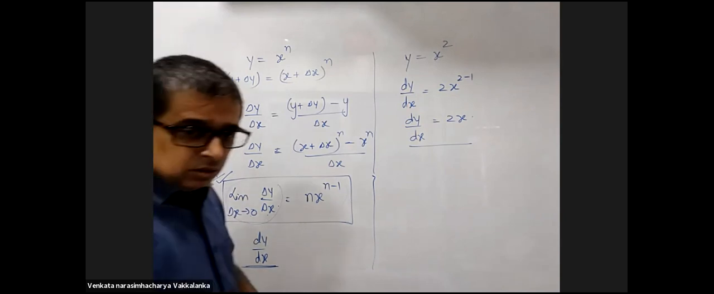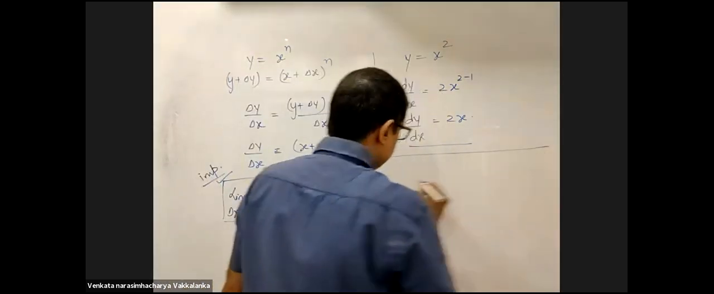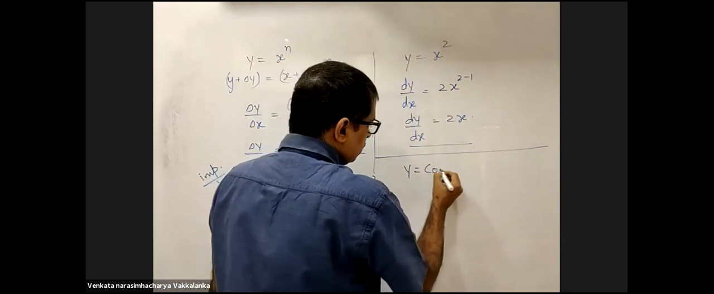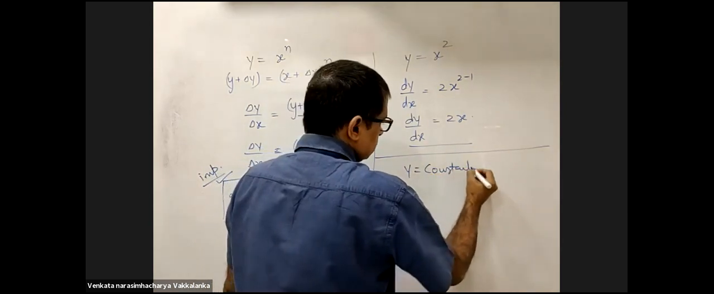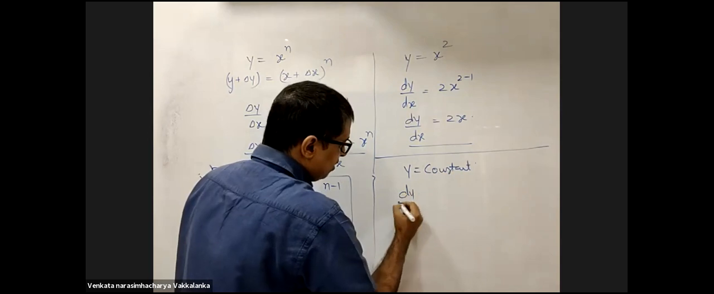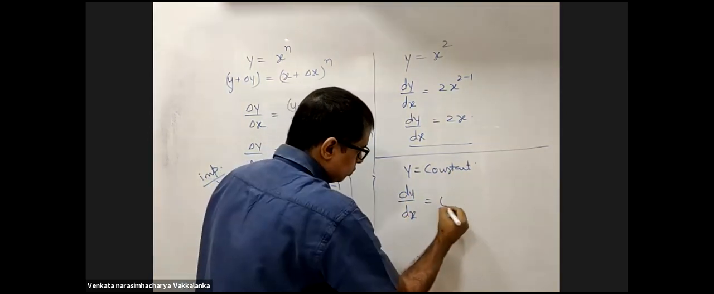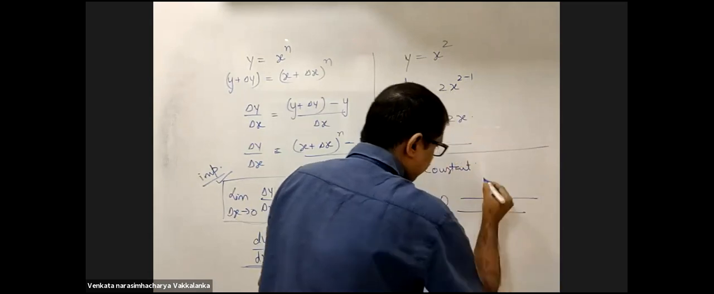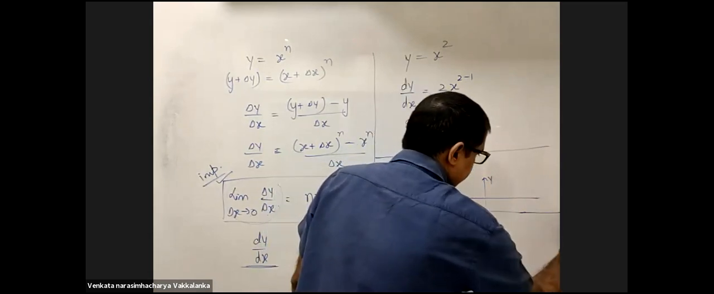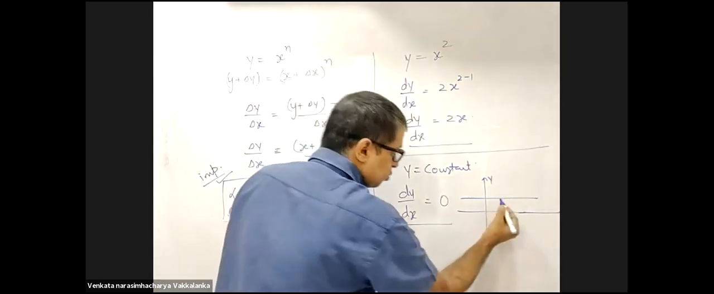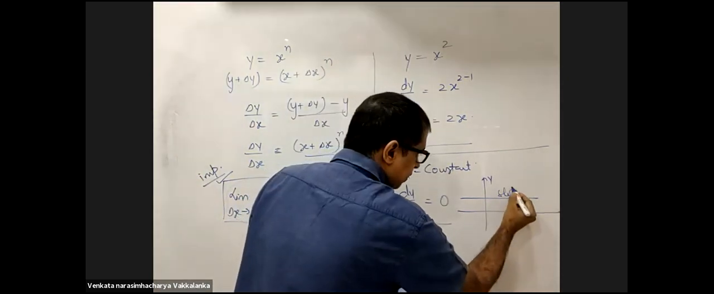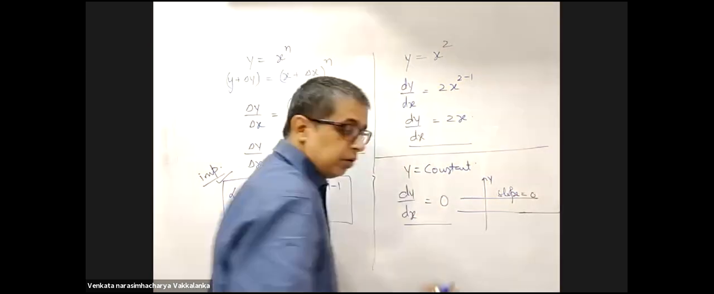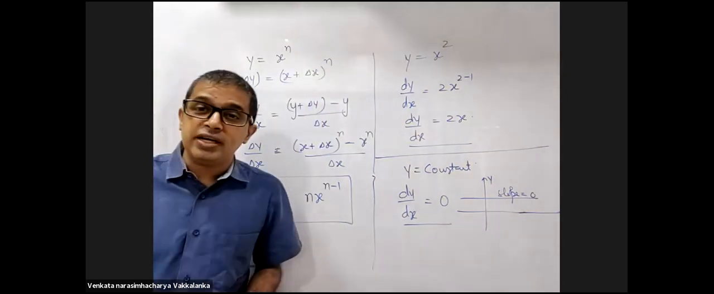Now, by the way, now that the boy raised the doubt, if y is a constant, what will dy by dx be? Zero. Why? Because y is a constant. This will be the graph. So the slope of this particular line will be 0. So differentiation of a constant is 0.